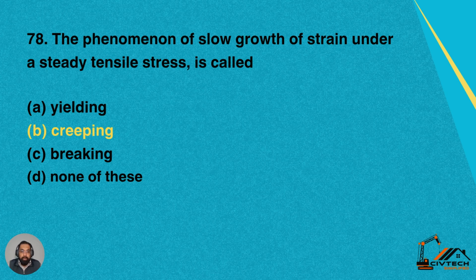Question 78. The phenomenon of slow growth of strain under a steady tensile stress is called. Option A, yielding, option B, creeping, option C, breaking, option D, none of these. So this phenomenon is called creeping, in which slow growth of the strain occurs due to tensile stresses. B is the correct answer for this question.